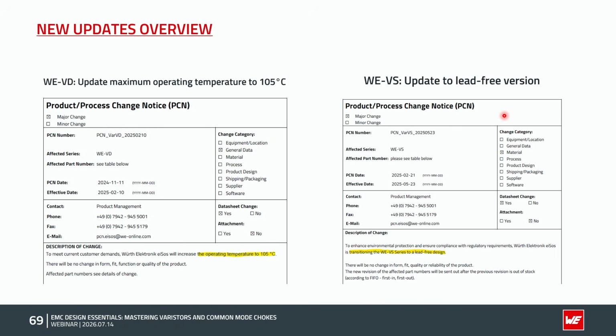In the last year, there are two new updates for the overvoltage protection components. First is that all the series VD, the THT varistors, as it was explained, have upgraded the maximum operating temperature from 85 degrees to 105 degrees. The second update is about the VS, the multi-layer varistor that you saw before. Since the release of the PCN, all the products are upgraded to the lead-free version.